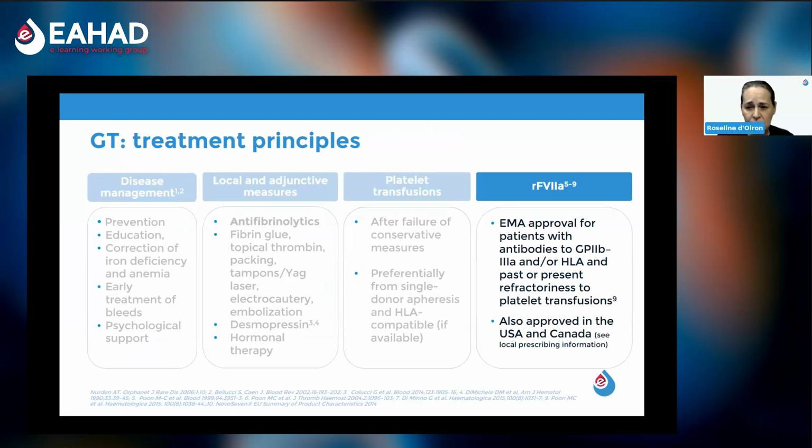So when you have this situation of platelet refractoriness, the use of other hemostatic agents like recombinant factor 7A might be extremely useful in order to stop the bleeding or to prevent bleeding in case of surgeries. After some case reports, then a few studies that have been performed, EMA approved this drug for those patients with Glanzmann Thrombasthenia and having antibodies against IIb/IIIa and/or anti-HLA, and/or presence of refractoriness to platelet transfusion. In some countries, the prescription might differ and the approval might be different.